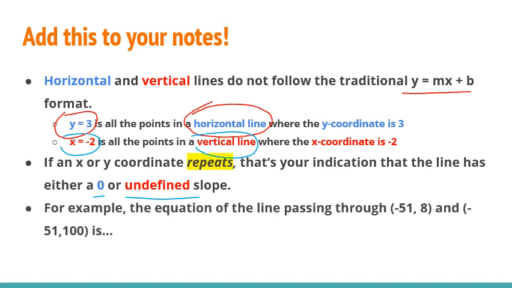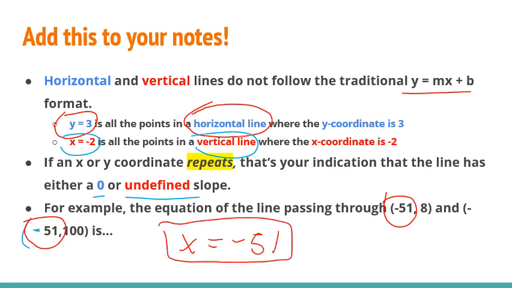Like for example, watch how we can do this really quick. So the equation of this line passing through -51, 8, and this got cut off a little bit, sorry. Let's just add the negative. -51, 100, right? What's the equation of this line? Well, just look. The -51 repeats, right? And it's in the x value. It's not the y value, it's the x value. So the equation of this line is x equals -51. There you go. Didn't even really have to do much calculation.